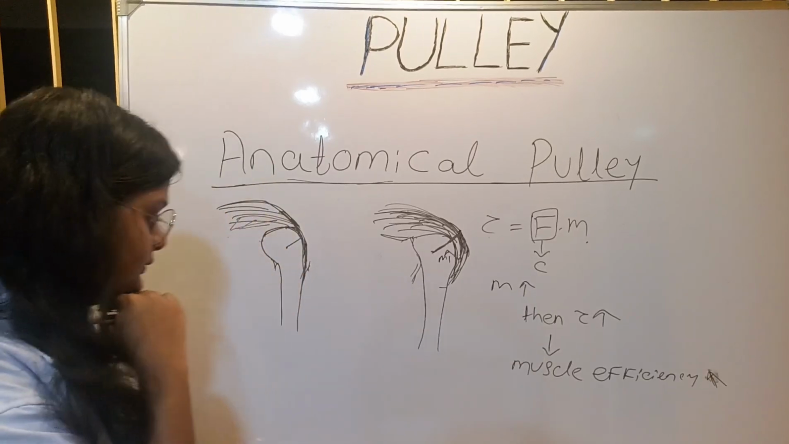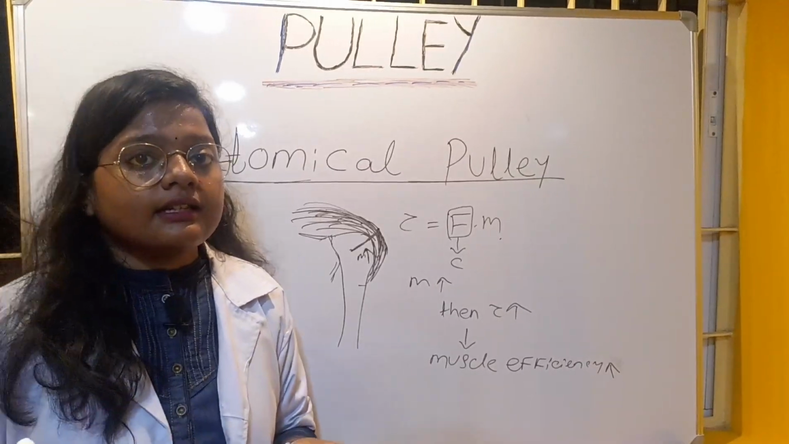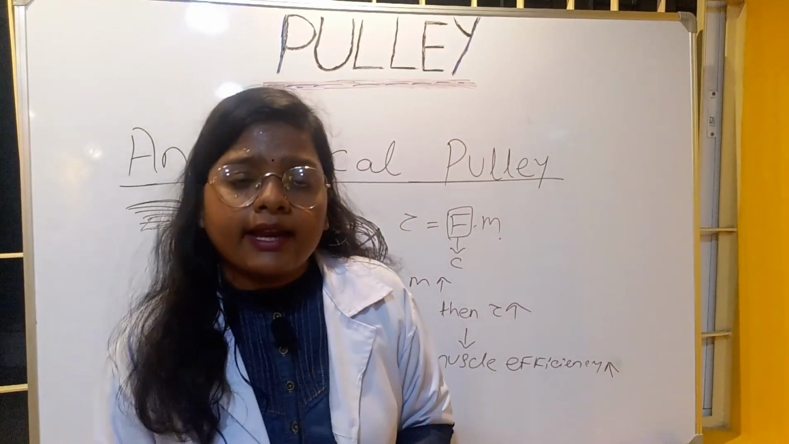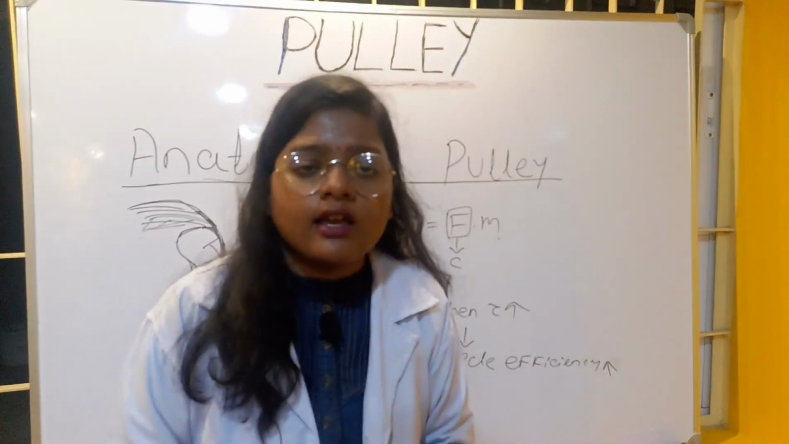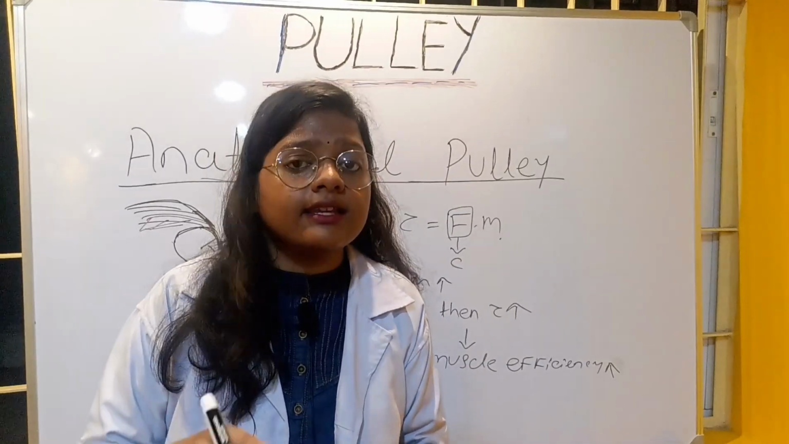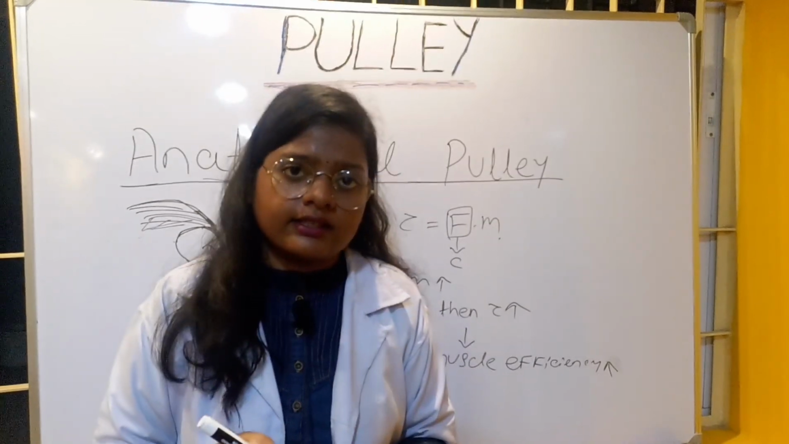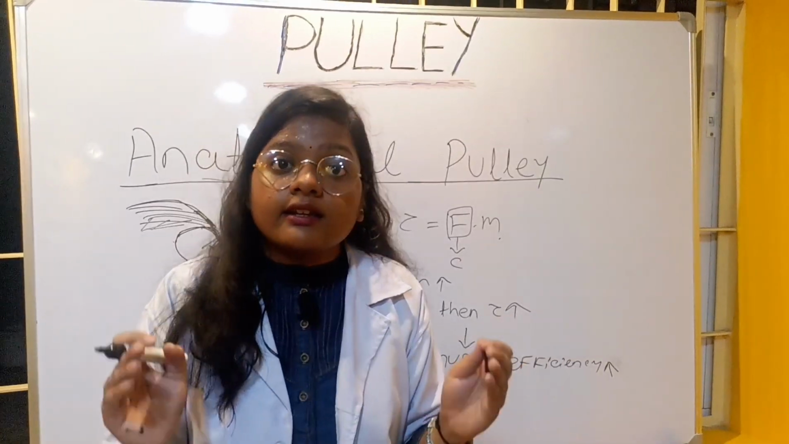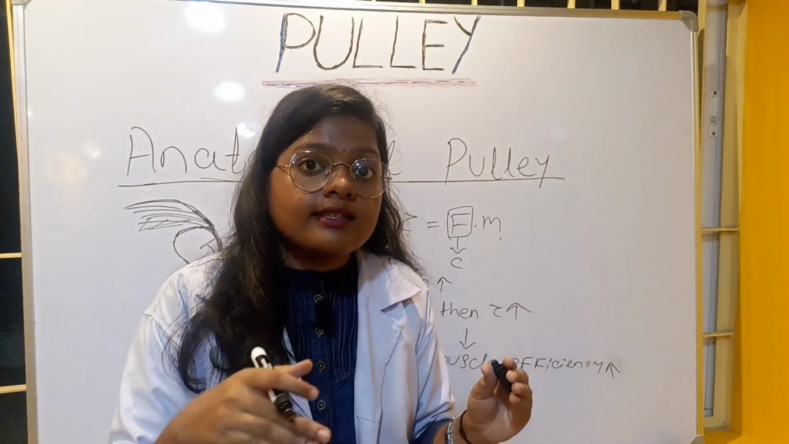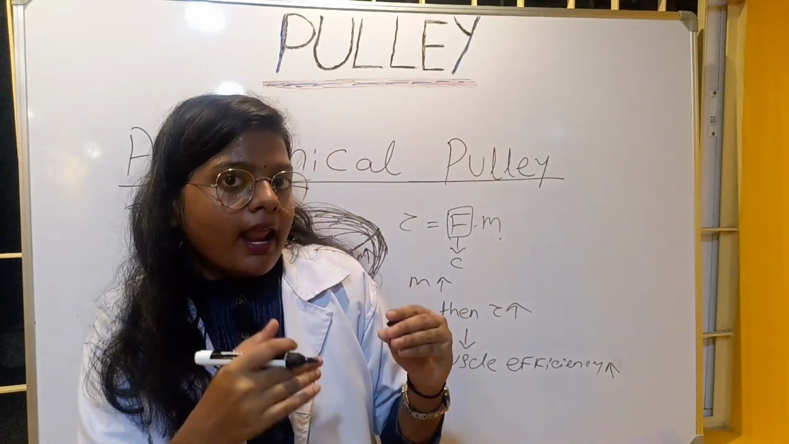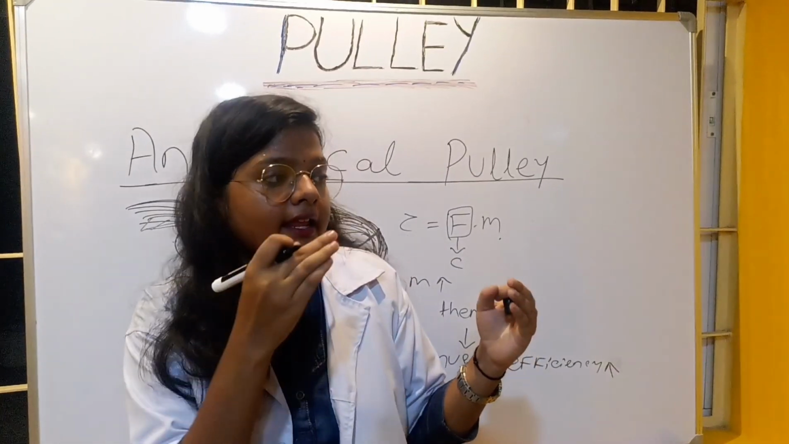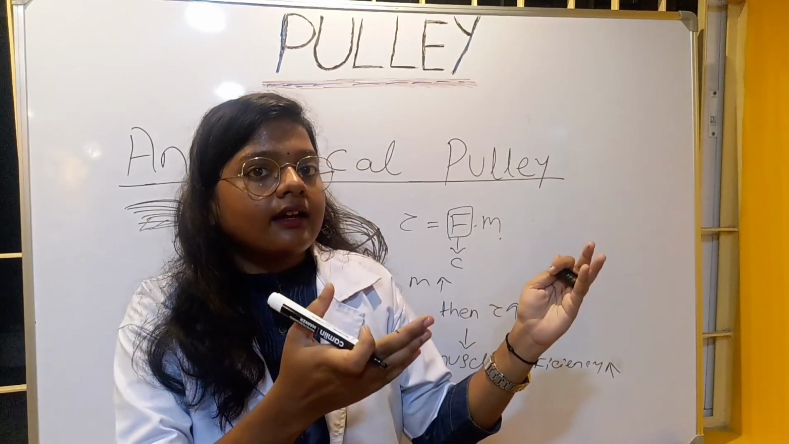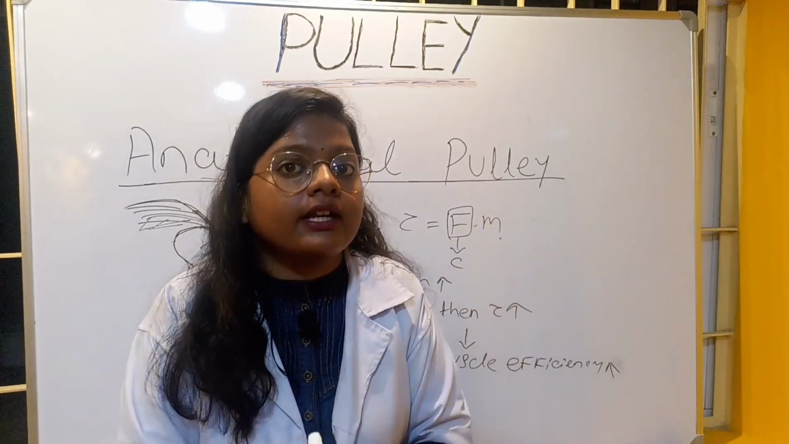Here in anatomical pulley, the muscle is deflected, so the moment arm increases. When the moment arm increases, the torque increases. Then the muscle efficiency increases. Then we can apply the same force, or when we apply less input, we can gain greater output in our muscle.